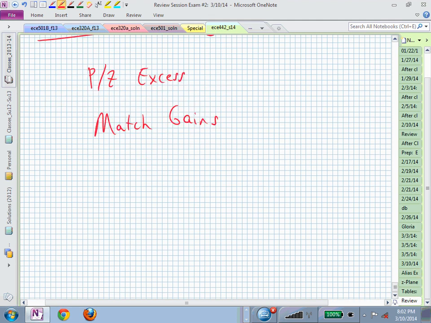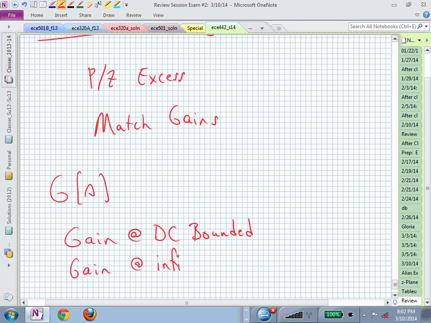Now, matching the gains, what can you do? Well, there's really just a few possibilities. Suppose the gain at DC is bounded and the gain at infinity is 0. Where would you match the gains in your transfer functions? At DC, at low frequencies.